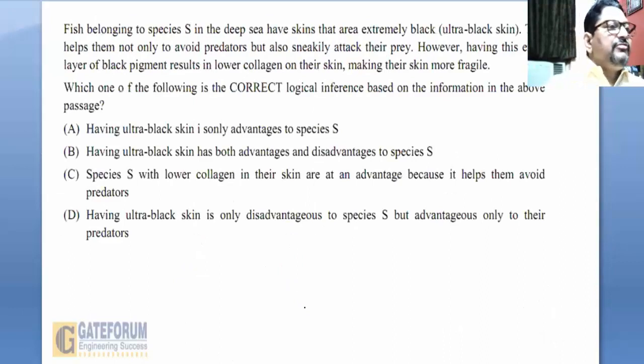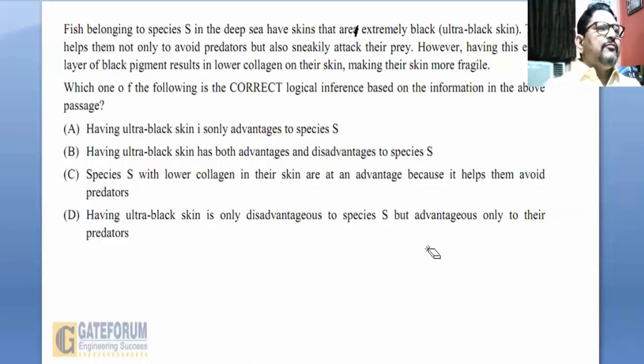This is a critical reasoning question. And as I said before, in critical reasoning we have to consider that the passage is nothing but the truth, as long as we are doing this passage. Fish belonging to species S in the deep sea have skins that are, I think, again I'm sprinting, it should be R, extremely black. That extremely black, ultra black skin.